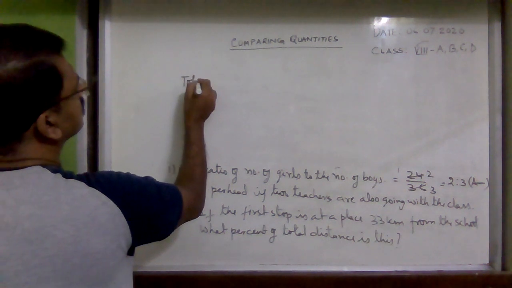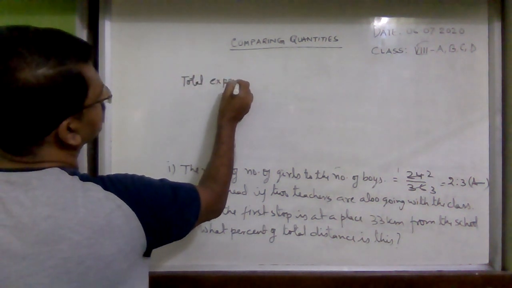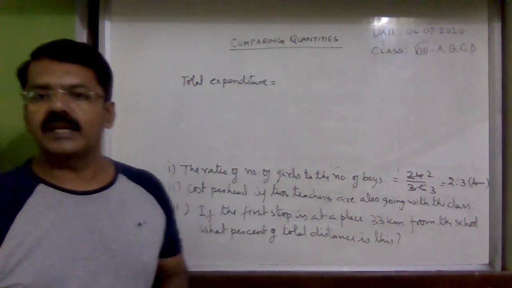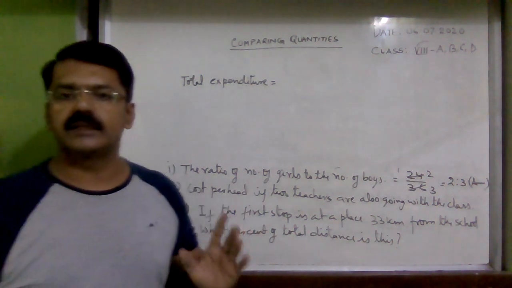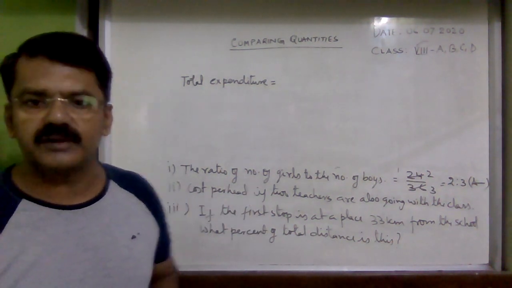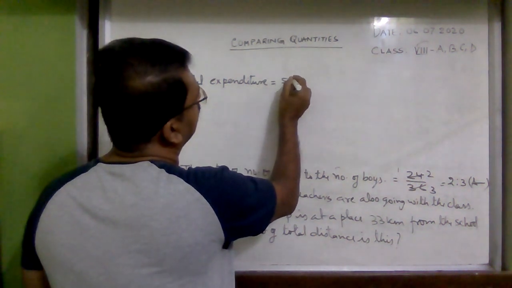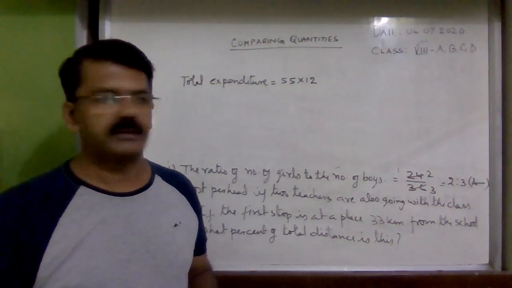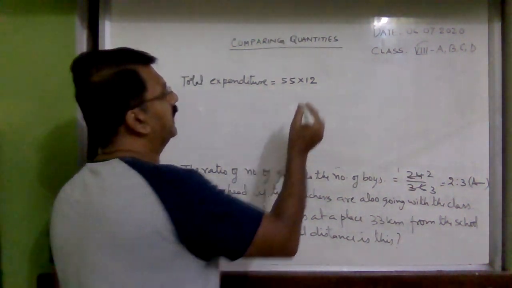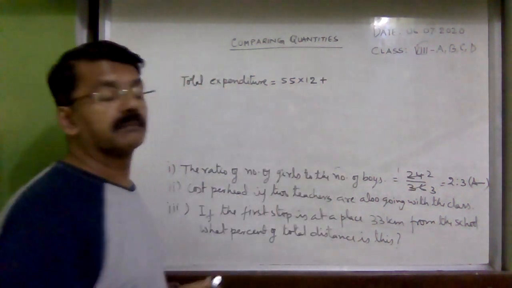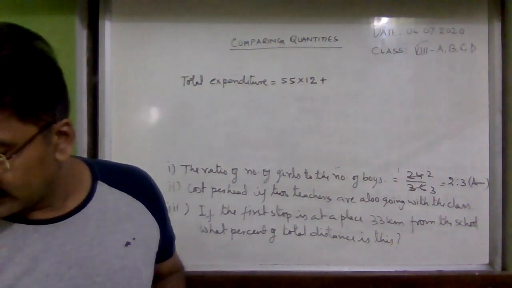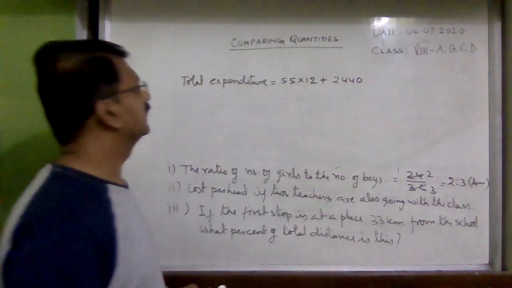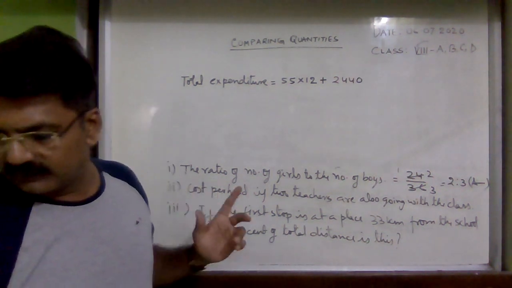Total expenditure. The distance of the picnic site from the school was 55 kilometers, multiplied by 12, because the bus fare is rupees 12 per kilometer. So 55 into 12, plus the cost of refreshment. They are given rupees 2440. 2440 is given, that the cost of refreshment will be 2440.